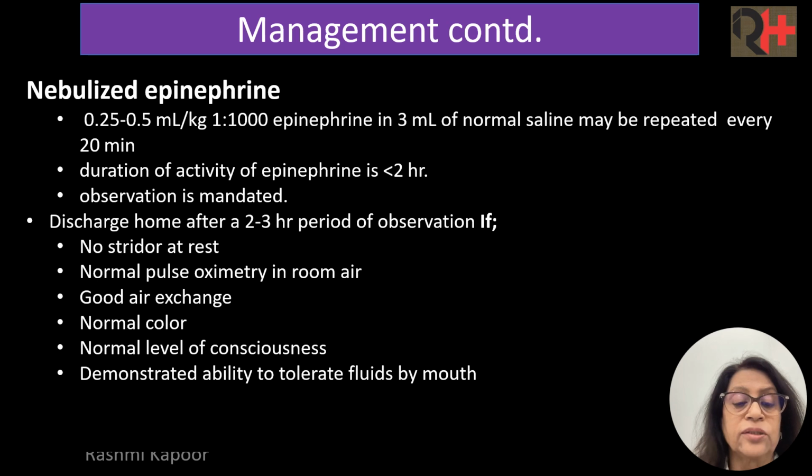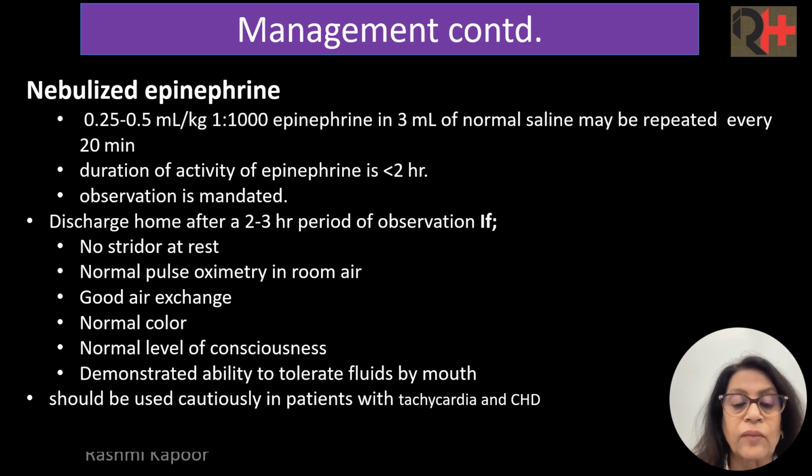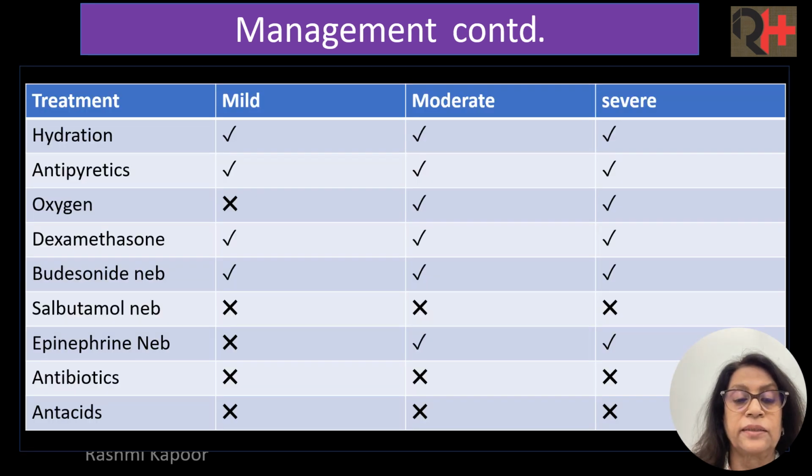You can discharge a child home after giving nebulized epinephrine if you've observed for 2 to 3 hours and there is no stridor at rest and normal pulse oximetry in room air and there is good air exchange. The color is normal and normal level of consciousness, and the child has demonstrated ability to tolerate fluids by mouth. But epinephrine should be given cautiously in patients with tachycardia and congenital heart disease.